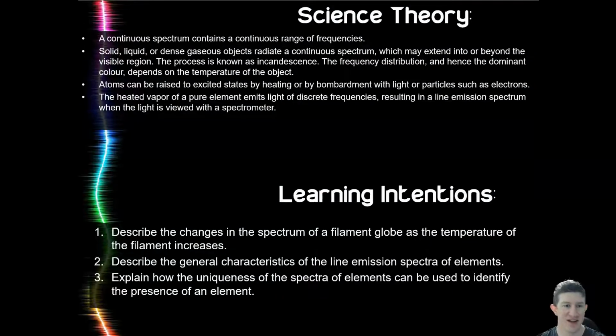The learning intentions are covered here, so the science theory is all around how a spectrum is created through particles. The learning intentions for today are to describe the changes in spectrum for a filament globe, describe the unique characteristics for the emission spectra of elements, and explain how the uniqueness of elements can be used to identify the presence of an element.